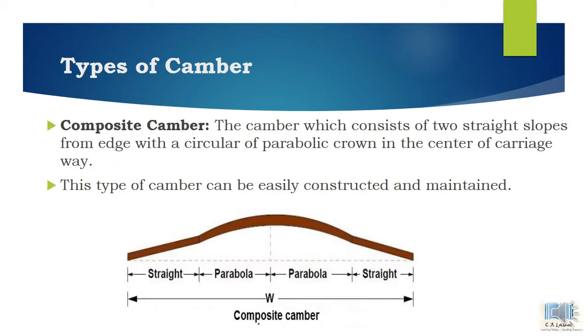So the first type is composite camber. The camber which consists of two straight slopes from the edge with a circular or parabolic crown in the center of the carriageway is called composite camber. Means the composite camber consists of two straight slopes from the edges and has a circular or parabolic crown at the top of the carriageway. This type of camber can be easily constructed and maintained.